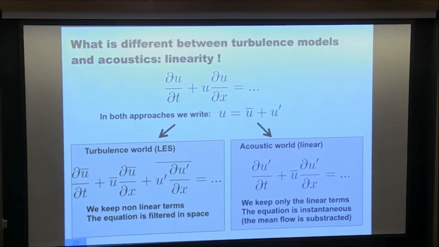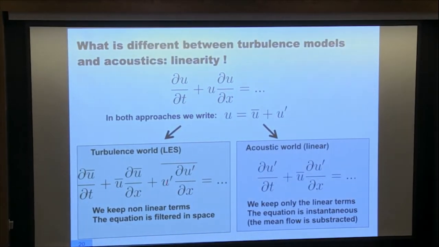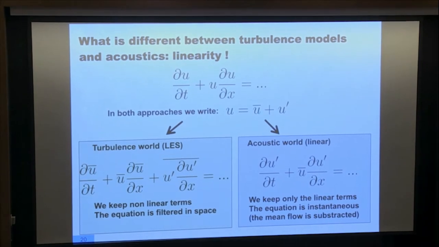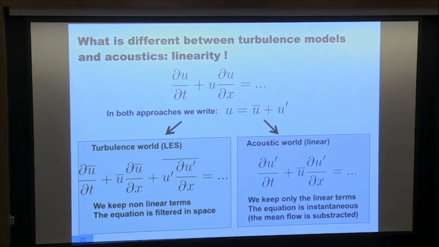In LES, you model this term, which is the correlation. In acoustics, you say U prime is small, so U prime multiplied by dU prime is even smaller, it's of order 2, so I just remove it. And I keep only the leading order terms, which makes all the equations linear, which makes them much easier to solve. You can actually look for the eigenvalue of the problem, and this is what you would do for the pendulum. That's the method I've shown you for the pendulum. You look for the linear problem, and you can solve it much more easily than LES.